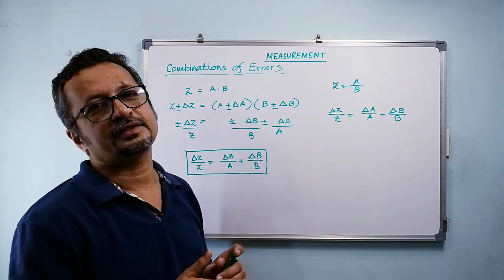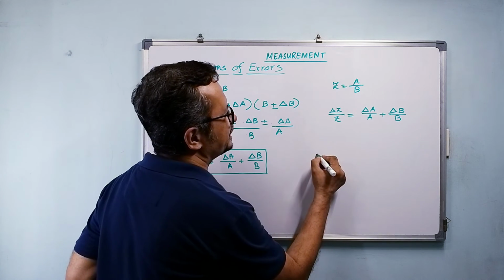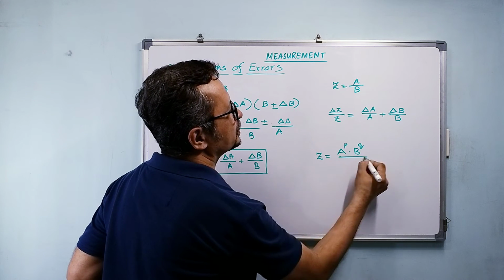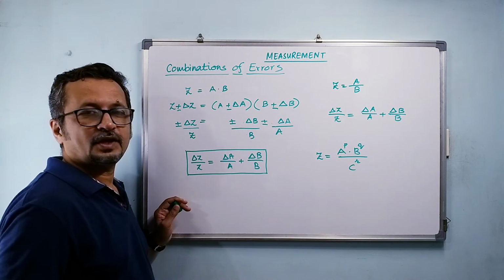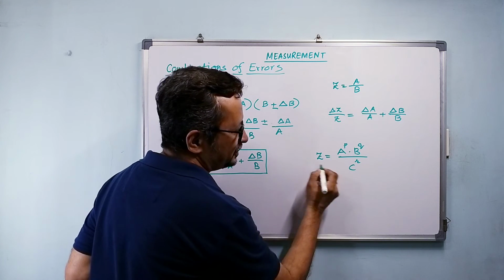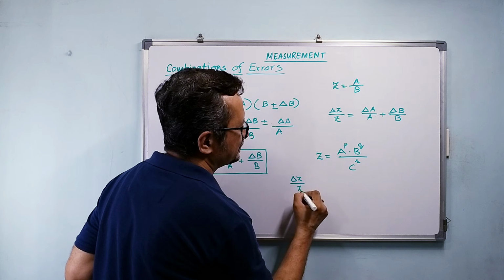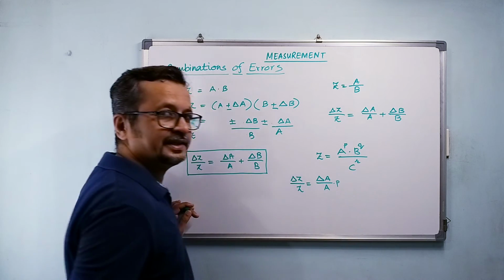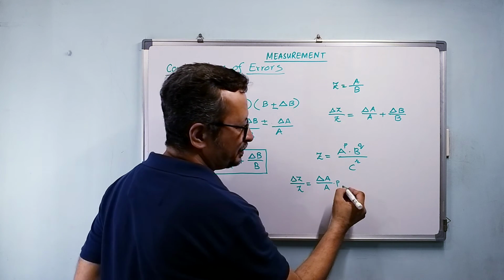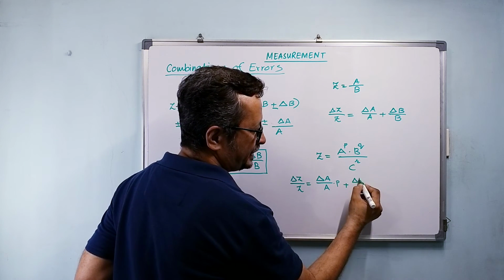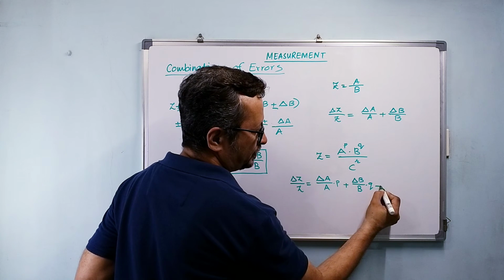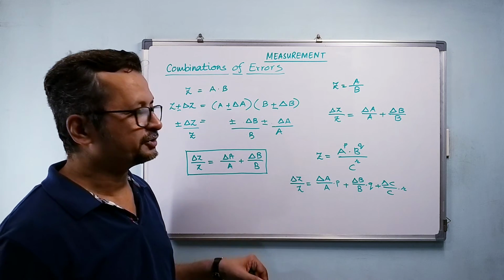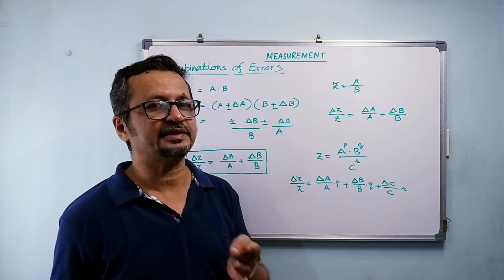Now what if I have an expression like this: Z is equal to A raised to power P, B raised to power Q upon C raised to power R. We can generalize this rule like this: delta Z upon Z would be equal to delta A upon A into P, where P, Q and R are the powers of A, B and C, plus delta B upon B into Q plus delta C upon C into R. So this is a general expression, and it can be proved using derivatives as well.